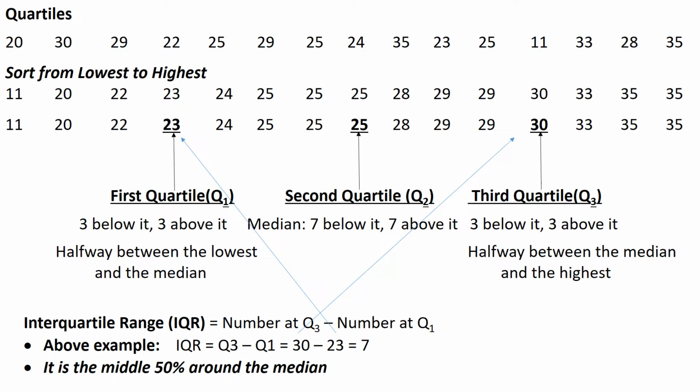Now, once I've sorted my data, I find my middle number, which is my median. And we're going to divide the data into fourths, or quartiles. The median, which is the 50% mark, the middle number, is also known as the second quartile, 2 out of 4. My lowest is 11, my highest is 35, and my median, my middle number, is 25. It's simply found: there are 7 numbers below it and 7 numbers above it.